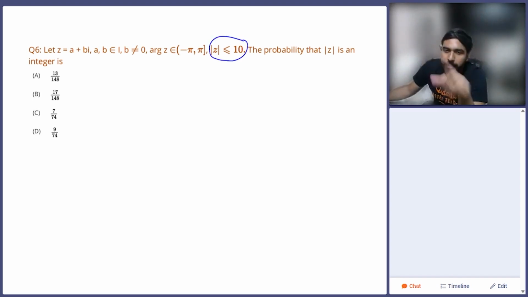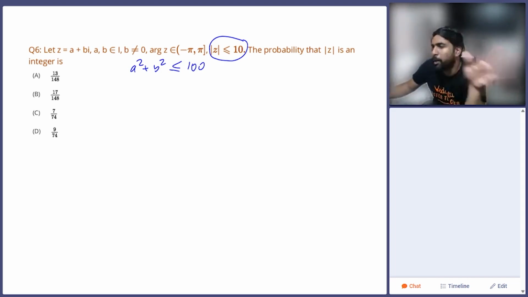So let's ensure that b cannot be equal to 0, a plus bi. What this means is a square plus b square, that value should be less than or equal to 100. Again, we have to take cases. Let's start with the smaller value amongst the two being fixed. Let's say the smaller value amongst the two of them is 0, the magnitude of the smaller value is 0.